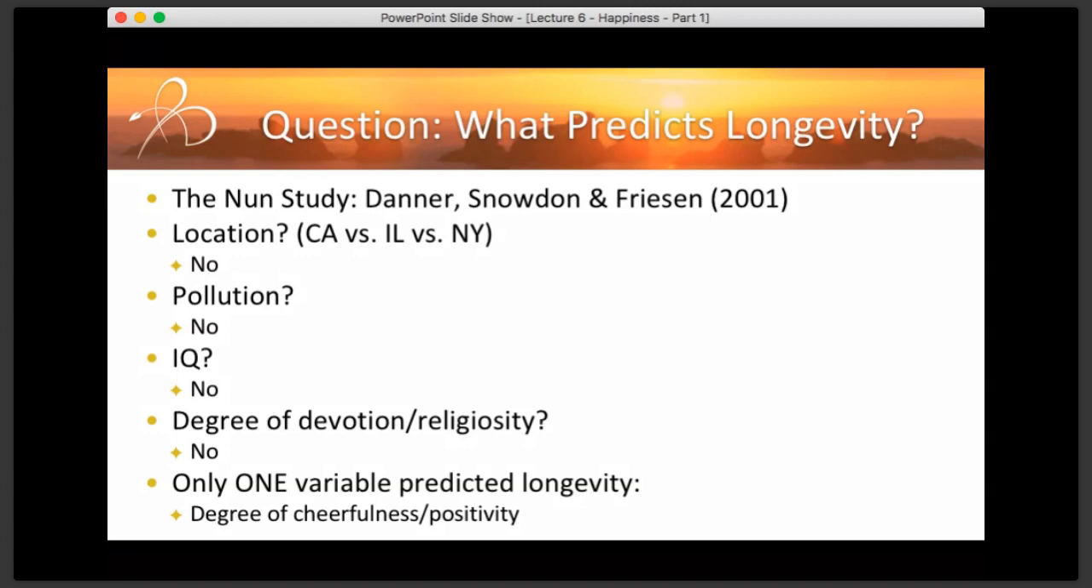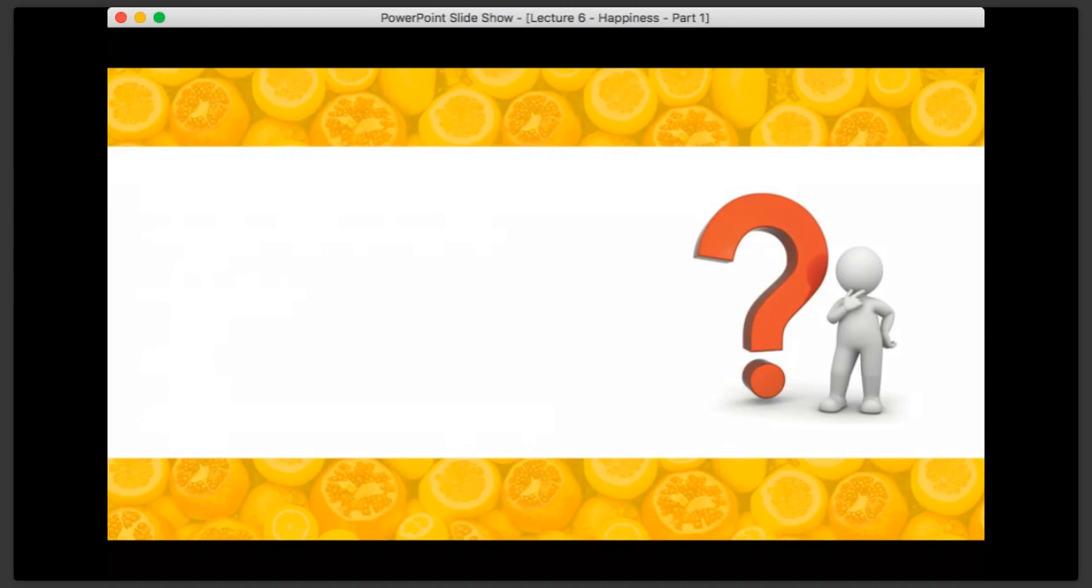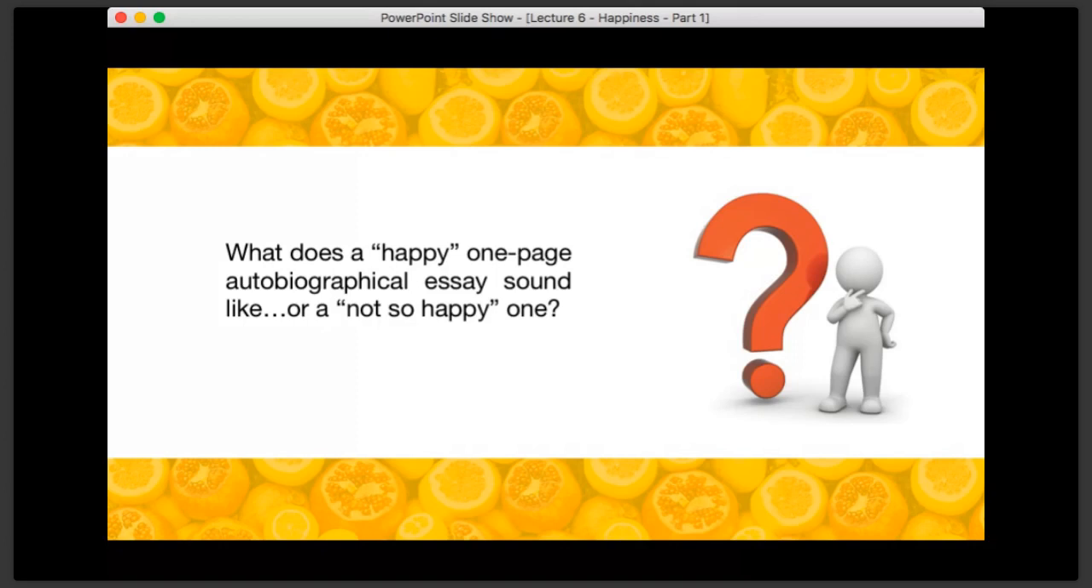They got those happiness ratings from those short autobiographical essays. So they had researchers read the essays and then code them for super happy, kind of sort of happy, kind of sort of not necessarily happy, and really pretty much not happy. So when I heard that, I was curious. I was like, what does a happy one-page autobiographical essay for an 18-year-old brand new nun sound like? What does a not so happy one sound like?